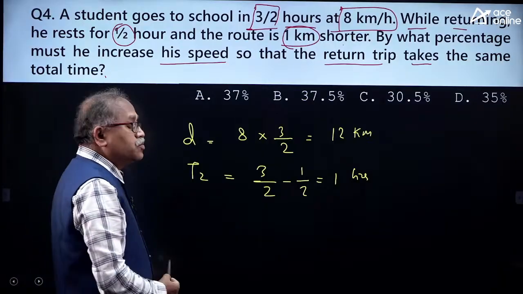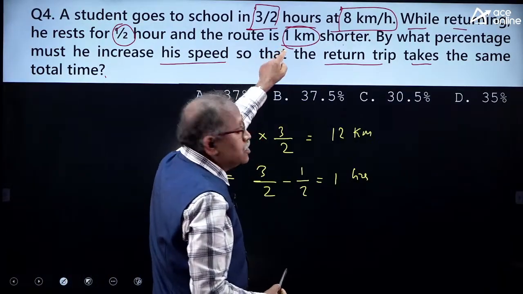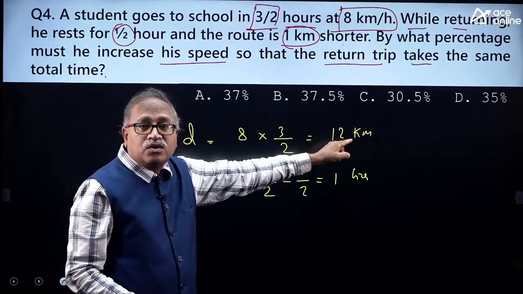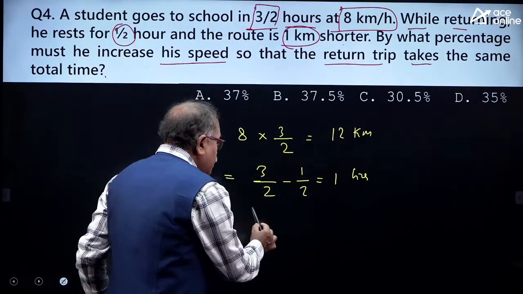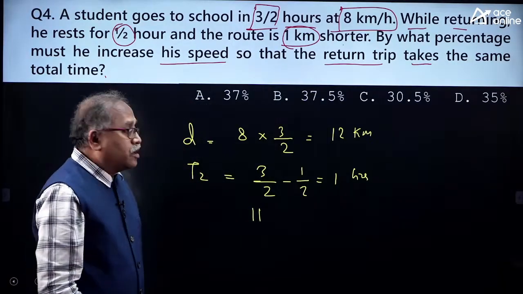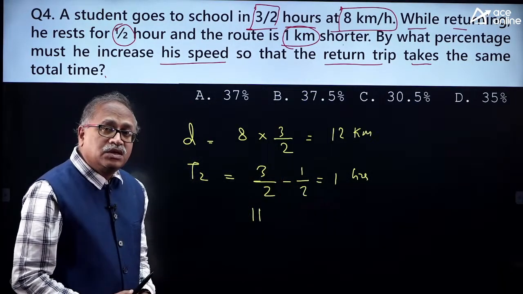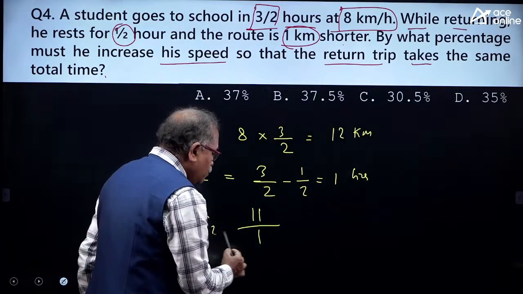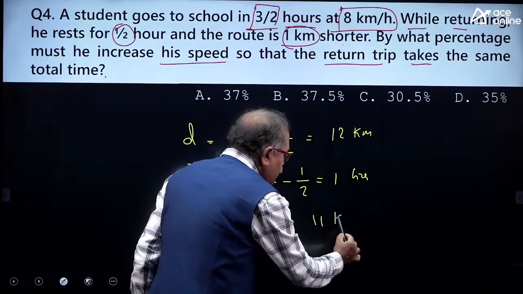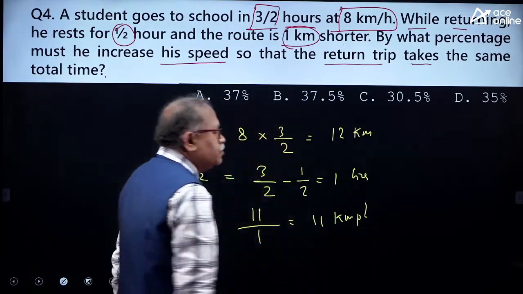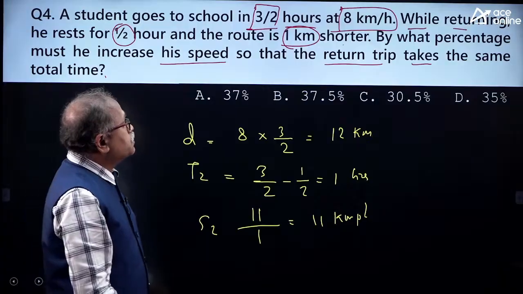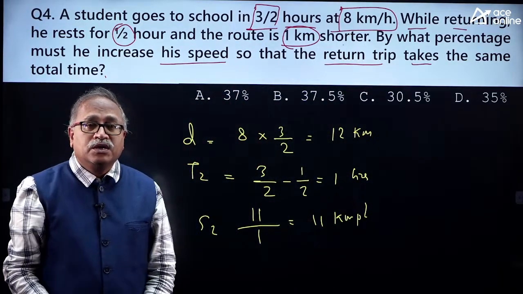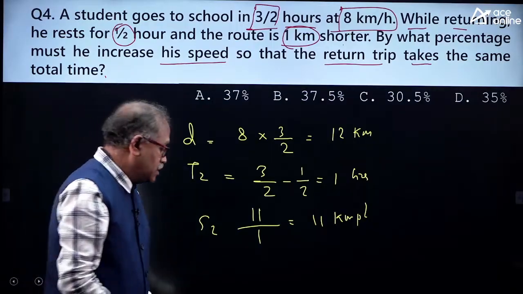What is the distance 2? He has taken the route which is 1 kilometer shorter. So the total distance is 12 minus 1, that's 11 kilometers. And how much time does it take to cover 11 kilometers? In 1 hour. So obviously the speed 2 is equal to 11 kilometers per hour. Hope up to this it is clear. I know the speed 1 is 8 kilometers per hour. I know the speed 2 is 11 kilometers per hour. You need to find out the percentage increase.